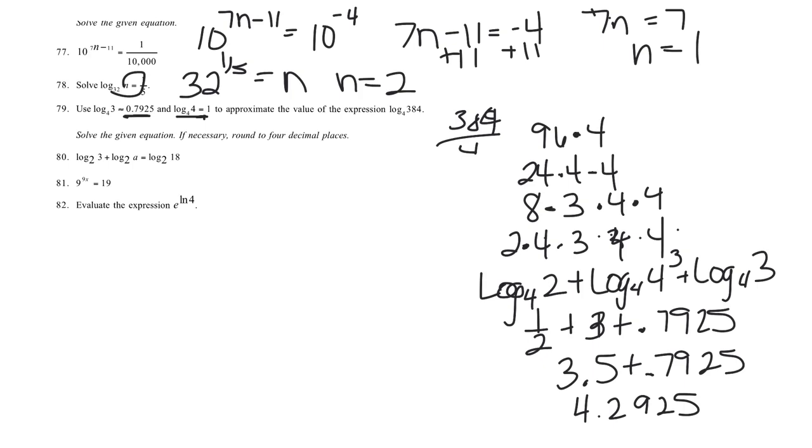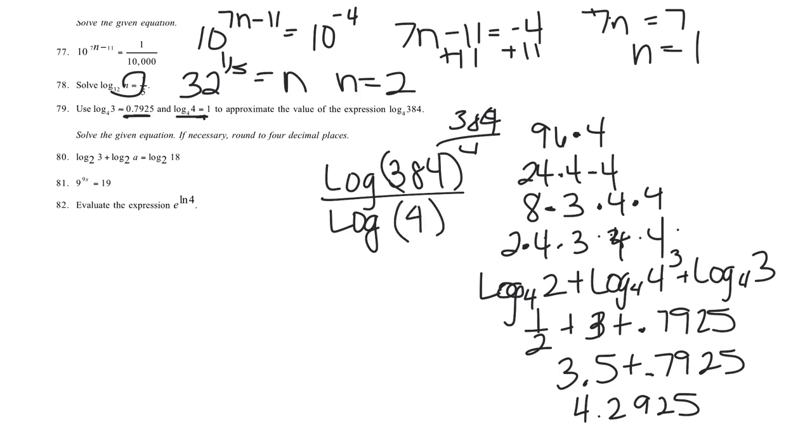Which is kind of crazy, because you have a calculator and this is a really big number and it's going to take some time. I would just do the log of 384 in your calculator divided by the log of 4. And we get 4.292. So we could do all this work, or you could do it the short way. We're not checking your work, so that's a quick way to do that problem.